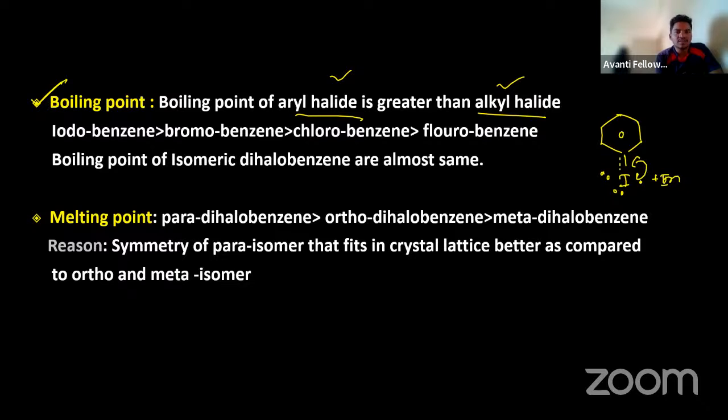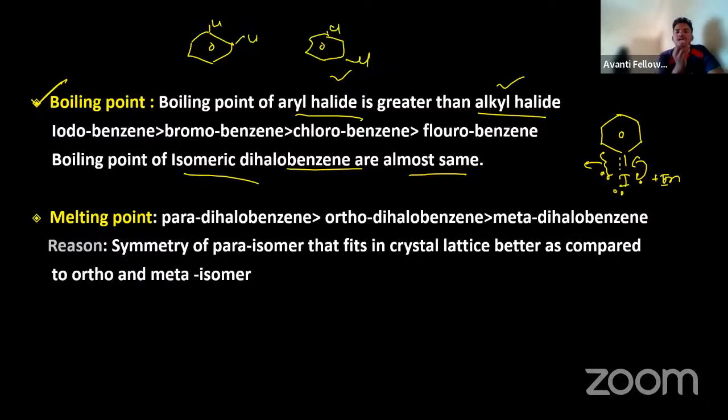When partial double bond character is developing, the bond strength between iodine and carbon increases. So you require higher energy to break those bonds. And the last point is that isomeric dihalogens are almost the same. What are the isomeric dihalogens? Cl and Cl, and you can see here Cl and Cl. These are the dihalobenzenes, and they are isomers, and the boiling point is nearly the same.